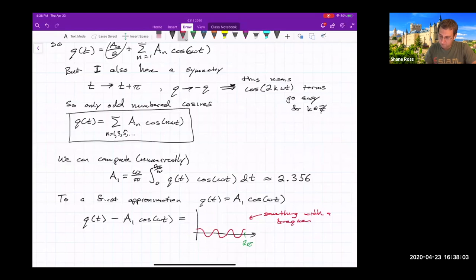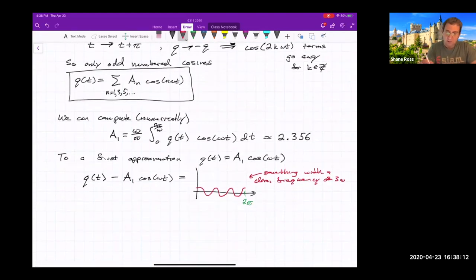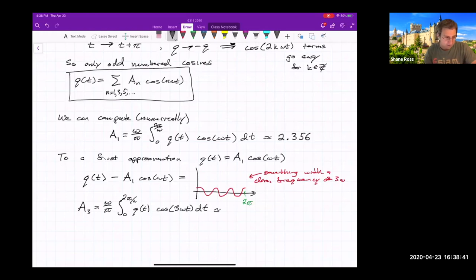Which we would expect a dominant frequency of 3 omega. Which means we could go now to the next term in the approximation, A3, and calculate A3 numerically: 2 pi over omega, the integral of Q times cosine 3 omega t dt. I'm kind of sketching it as a small amplitude, but it ends up being small, 0.046, and I'll provide that code for you if you want to try this out.